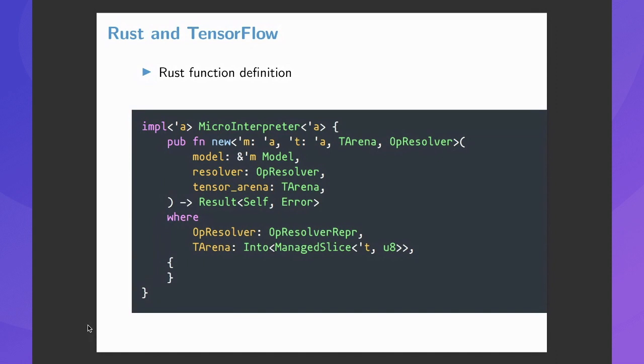There's some more advanced Rust going on at the bottom here, where the tensor arena can either be mutably borrowed from the stack or it can come from the heap. So if you're running a larger microcontroller project, you might have an allocator for your heap. And in this case, you can pass either here.